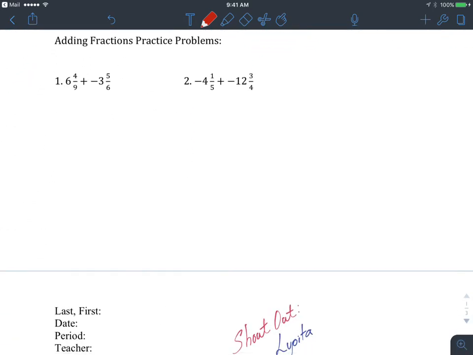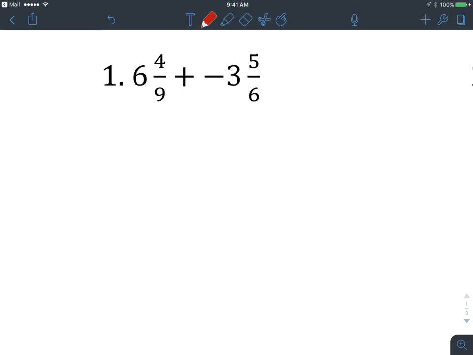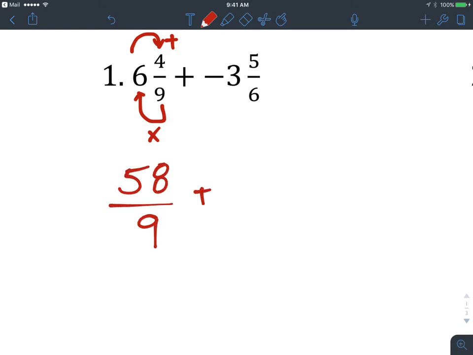And now adding fractions, which we've been working on for the last couple of days. First things first, turn both of these mixed numbers into improper fractions. 9 times 6, 54 plus 4, 58 over 9. This one's negative. 6 times 3 is 18 plus 5 makes it negative 23 over 6.